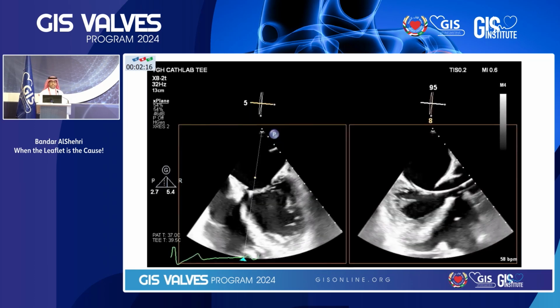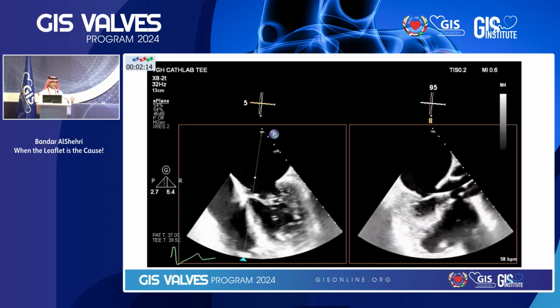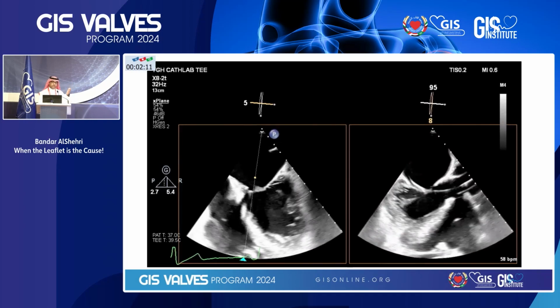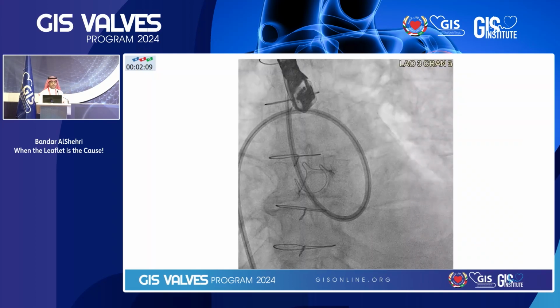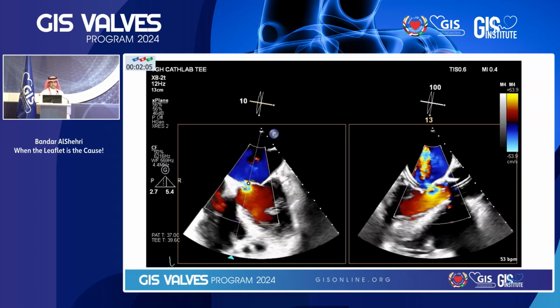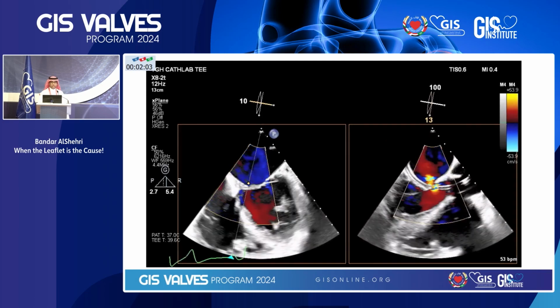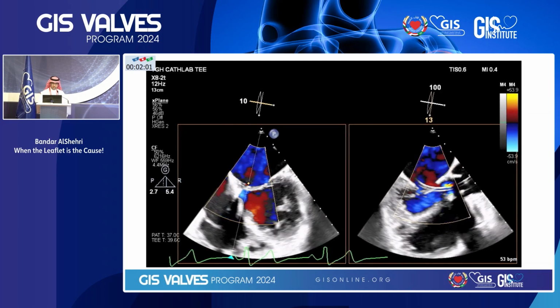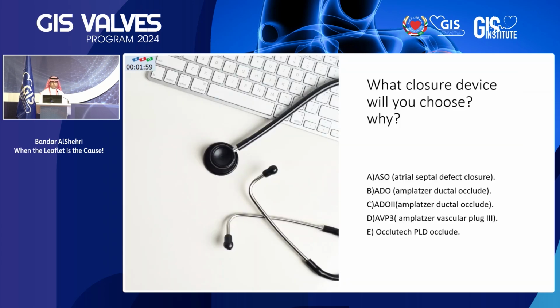After that, this is the transesophageal echo, which shows clearly the wire going from the left atrium through the hole to the aorta. After that, we brought our delivery sheath to the aorta. And this is clearly seen in the transesophageal echo, that the delivery sheath is crossing the hole. After that, the decision now is, which closure device will you choose?